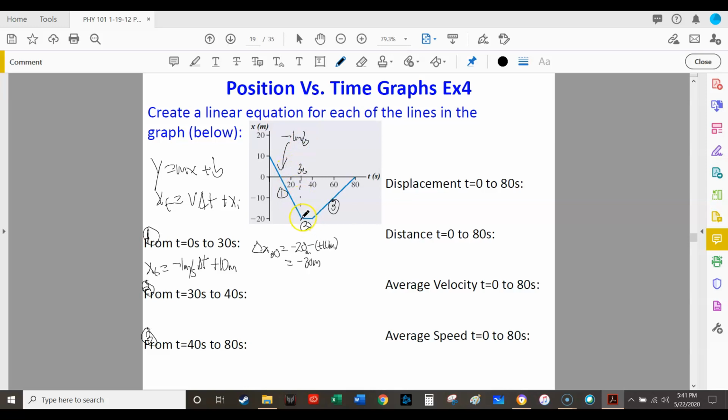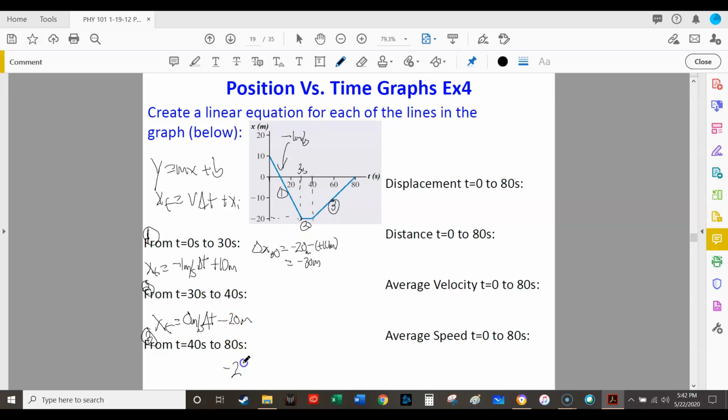Okay, let's try from 30 seconds to 40 seconds. Its initial position at the 30 second mark is negative 20 meters. It has no slope, so that's 0 meters per second times delta t, and that's the prediction equation for this part right here.